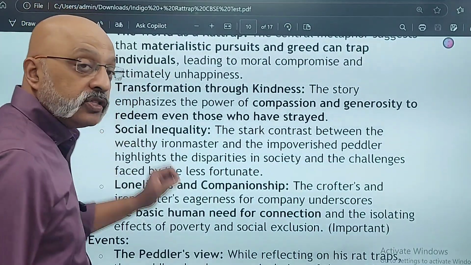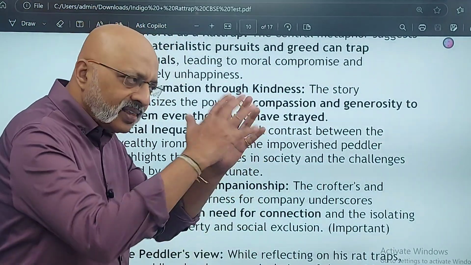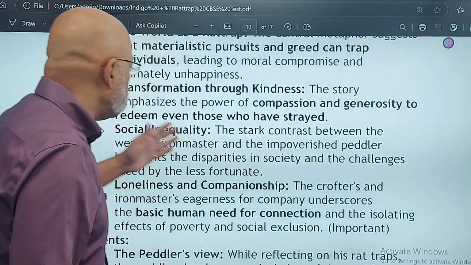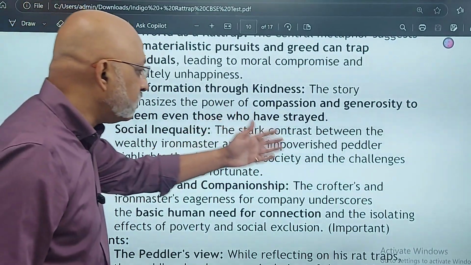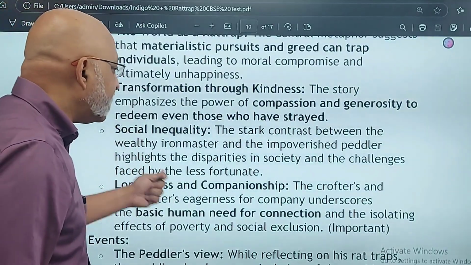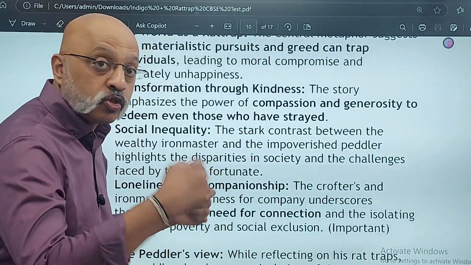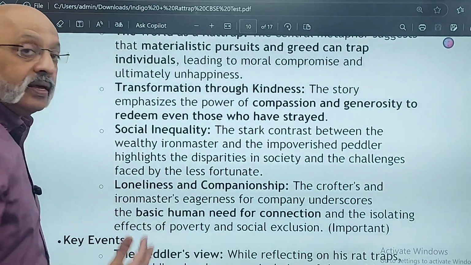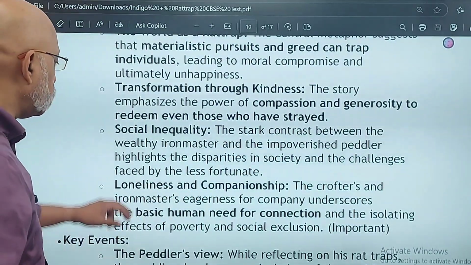Then the other theme is social inequality, and that is pretty much evident through the story. The stark contrast between the wealthy ironmaster and the impoverished peddler, the person who makes rat traps. It highlights the disparities, the social inequality, and the challenges faced by the people who are not so fortunate.